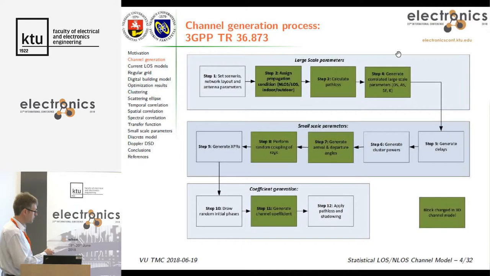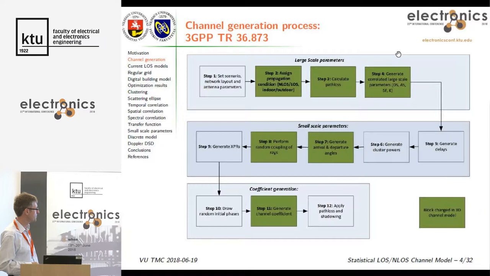The principle is illustrated from a 3GPP standard, which suggests, first of all, generating large-scale parameters of the environment. These are delay spreads, angular spreads, shadow fading, Rician K-factor. These parameters are distributed all over the terrain, all over the area. And then based on that statistical information, we generate small-scale parameters of the clusters, clusters representing scattering centers.